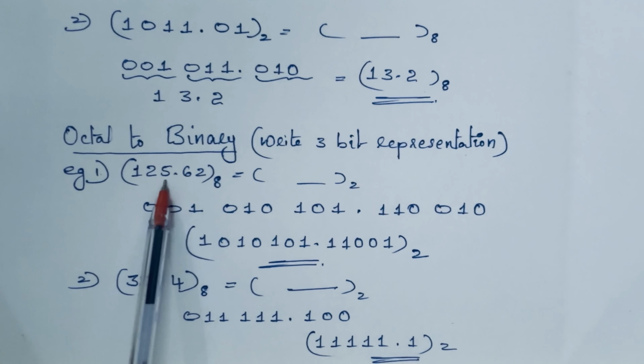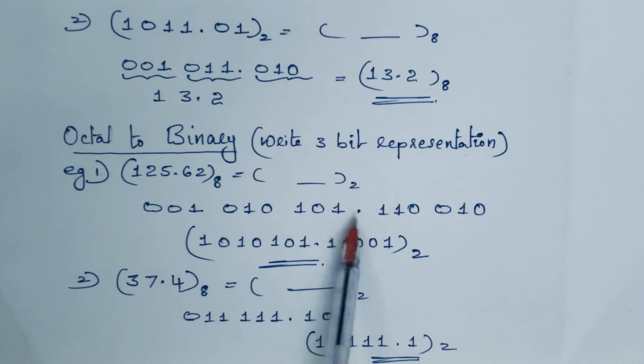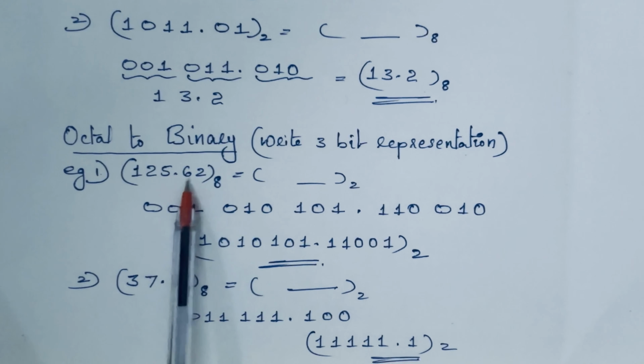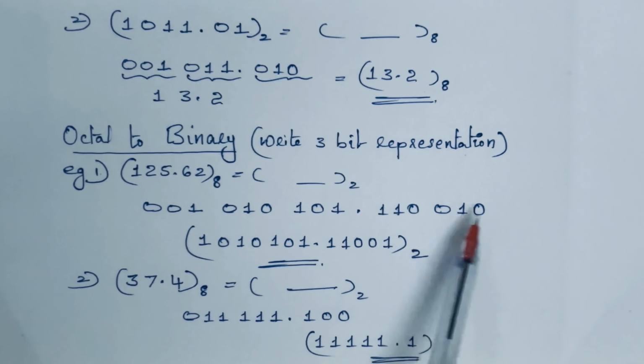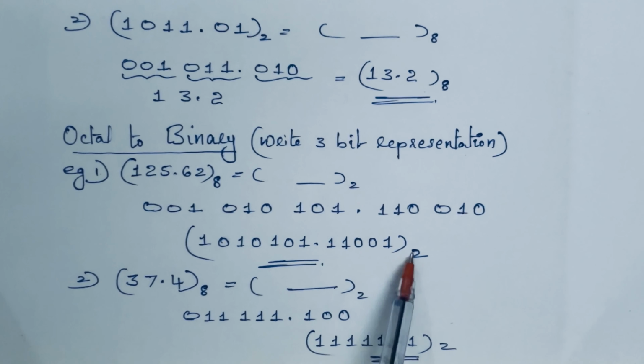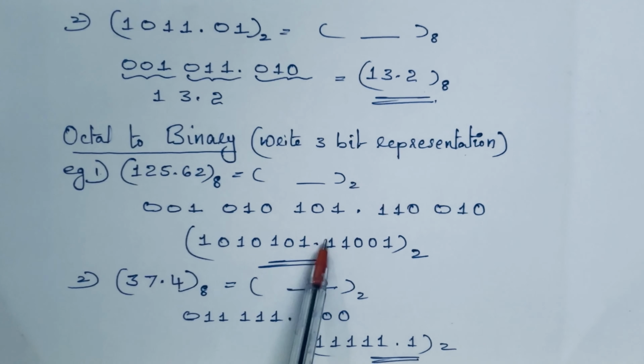Then the 3-bit combination of 5, 101. Point. For 6, the 3-bit combination is 110. And for 2, it is 010. So this is the final answer, which is the binary equivalent of the given octal number.